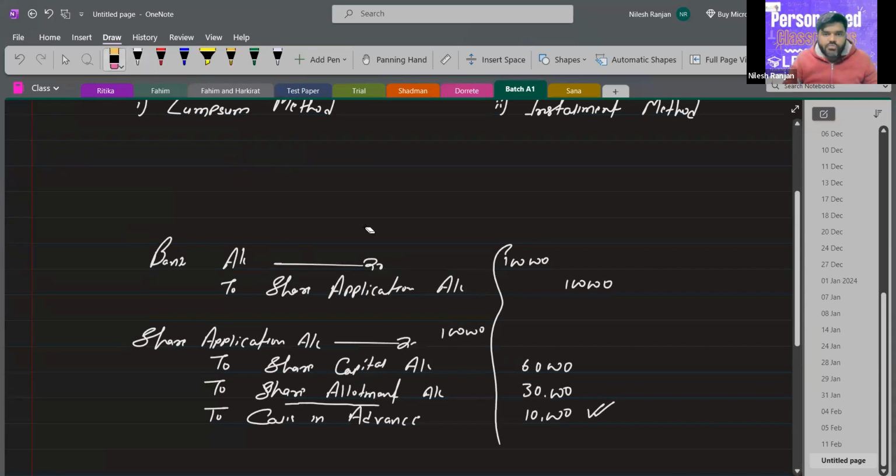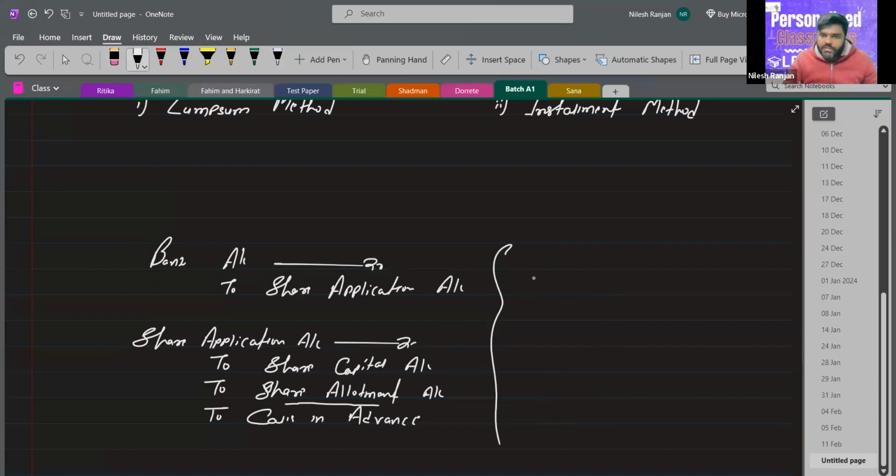So there will be some change in the hybrid method. Now the first entry, it is the same, yes or no? Yes, sir. The second entry will change. Now we have to add one more account here. So share application account debit.